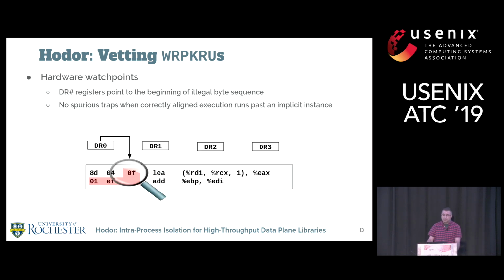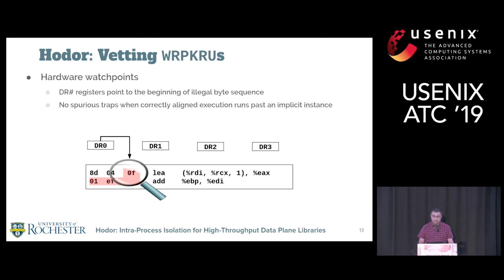Once all of these illegal instances have been identified, Hodor relies on hardware watchpoints, or debug registers, to vet the execution of all WRPKRU instructions outside of the trampoline. A hardware watchpoint is programmed to point to the beginning of this 3-byte sequence, and it will cause an exception if and when the sequence is used as a WRPKRU instruction.